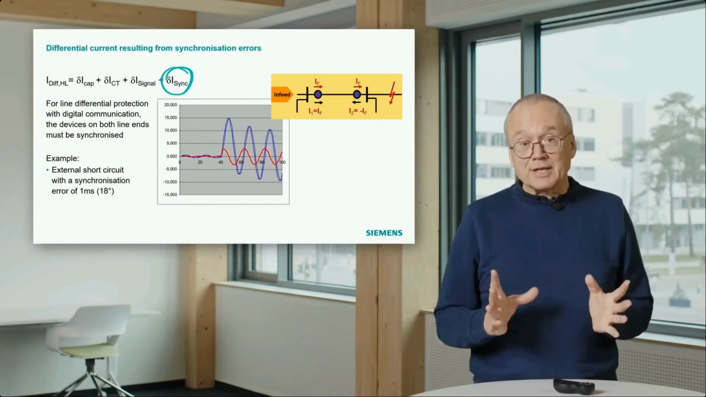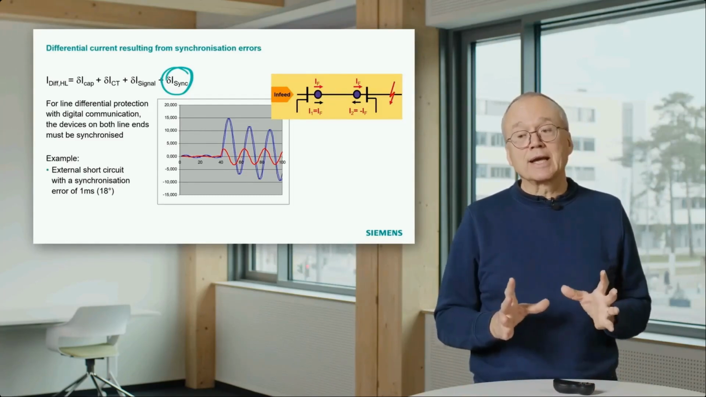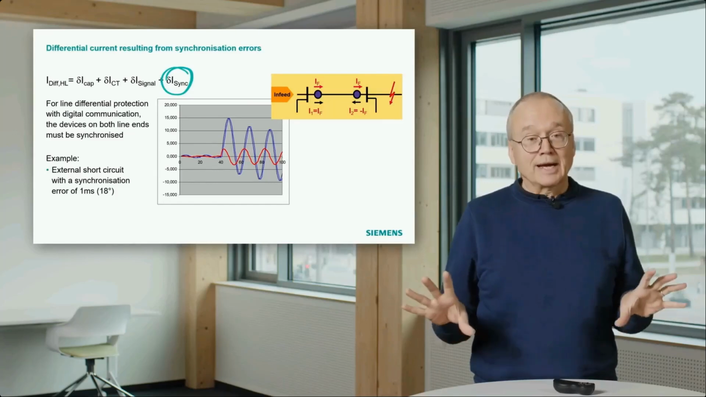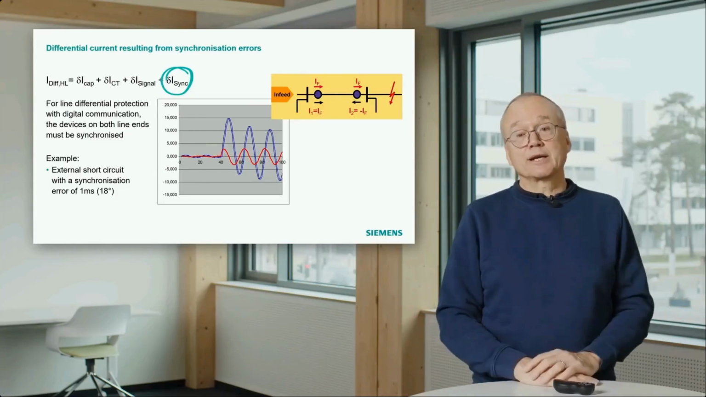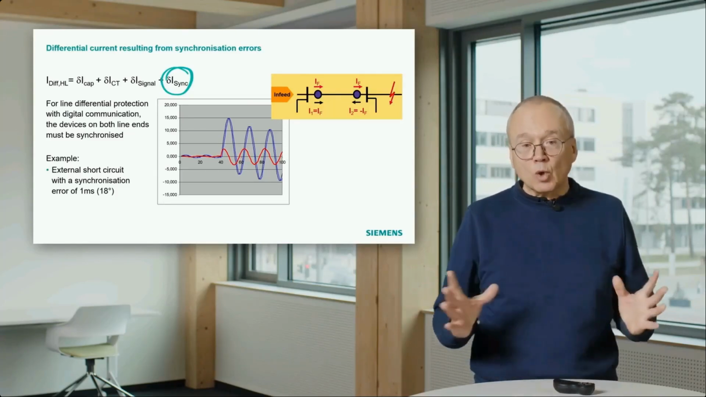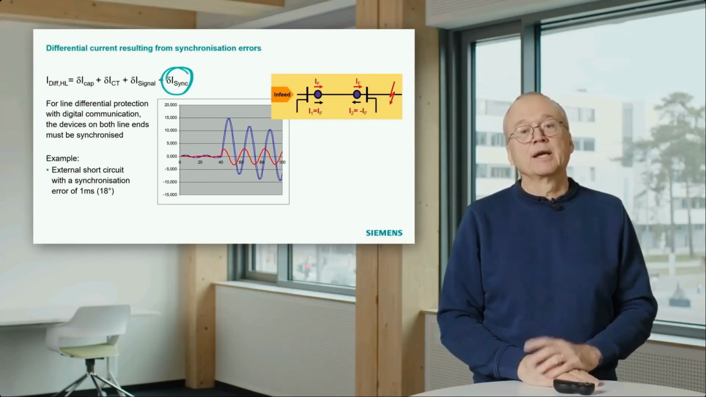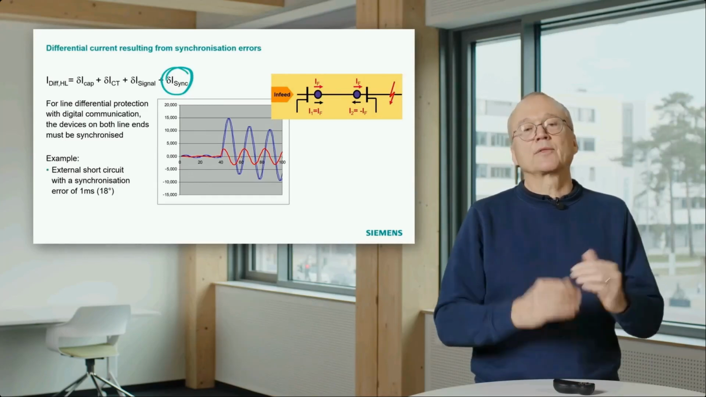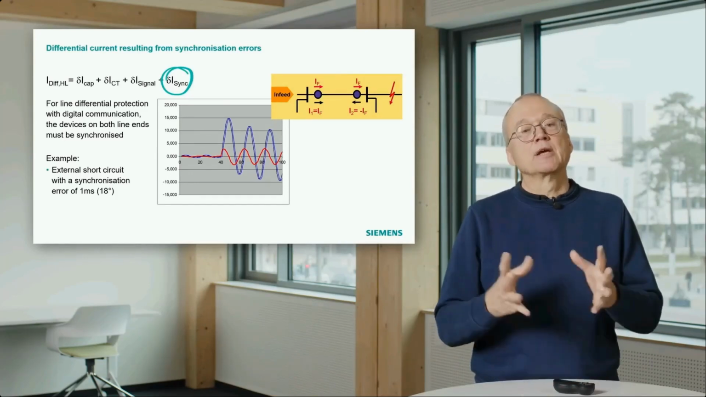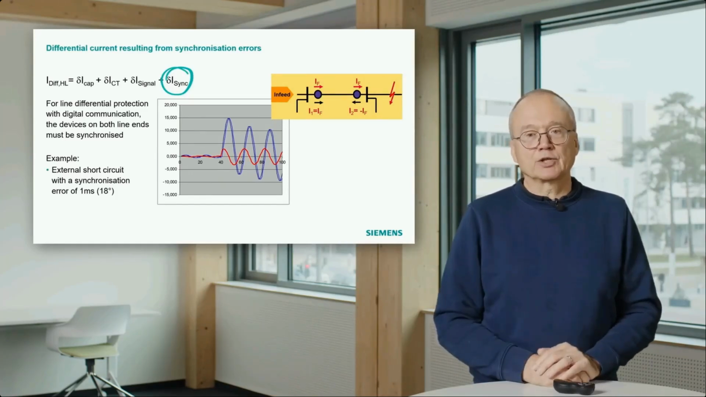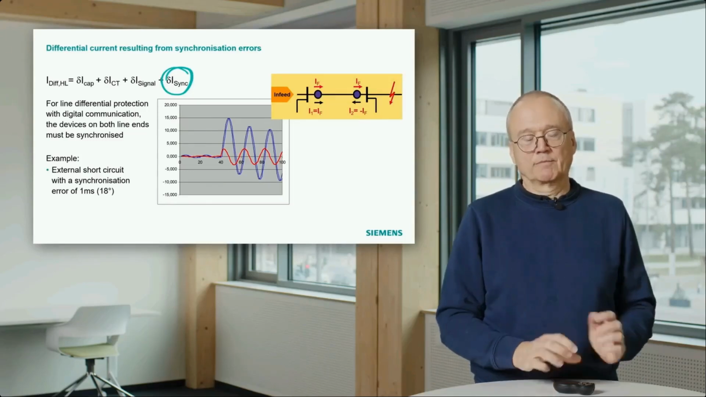That means in this case, you have to tell the relay what the features of your communication system are, what is the maximum synchronization error we can expect, and from that the relay can then permanently estimate the possible differential current resulting from that.